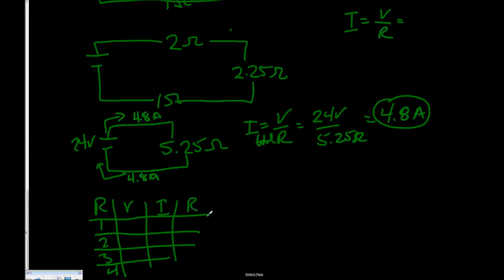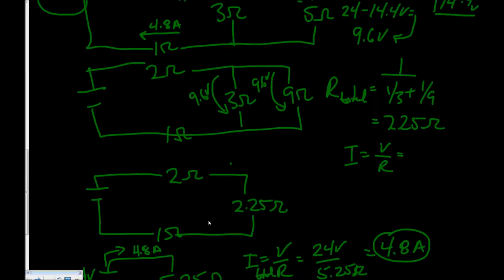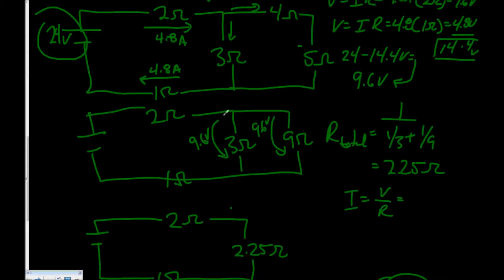and remember, the last thing we're going to be able to figure out is power. So you have a little grid, you just fill it in as you go. That's the easiest way to do it. Okay, back to where we were. So we've got 9.6 volts across this situation.